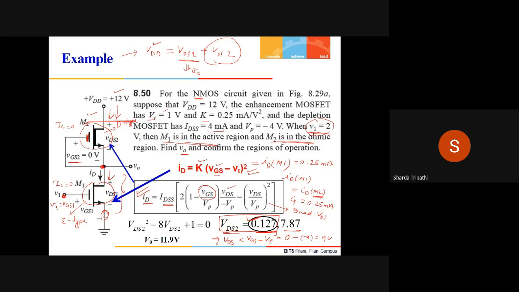And what we had to find was VDS1, so what will I do, I will put this 0.127 back in this equation. So VDD was 12, this is equal to 0.127 plus VDS1. So from here you will see that VDS1 is equal to 12 minus 0.1, so this will be something around 11.9 volts. And this is also equal to V0.